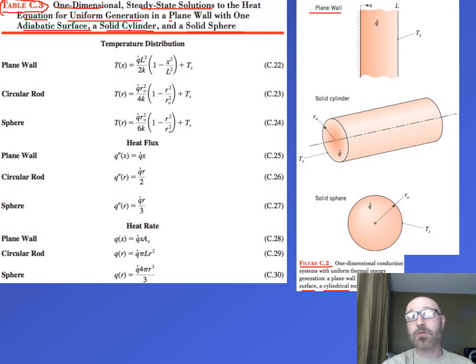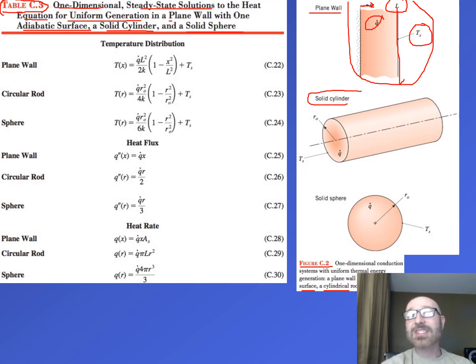If we take a look at our plane wall here with the one adiabatic surface, this is what our general diagram is going to look like. There's our x going in this direction. Here's our distance L at this surface right here. There's our surface temperature T_S. So you can see it's a little bit simplified. We're dealing with only the one adiabatic surface right there, and there's our q dot.